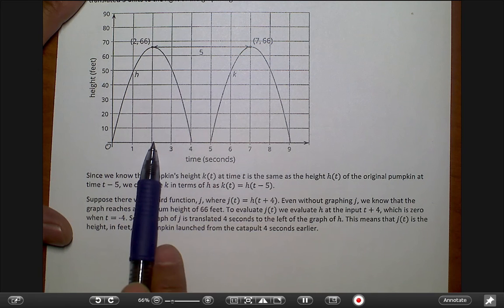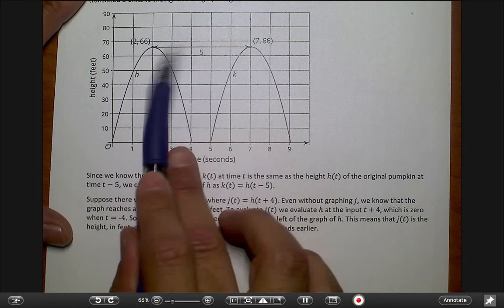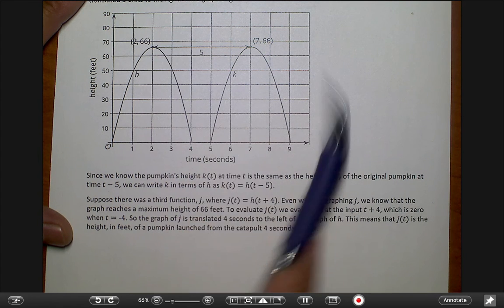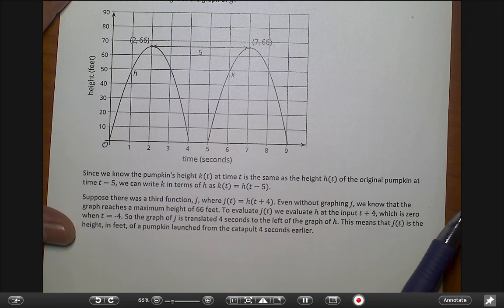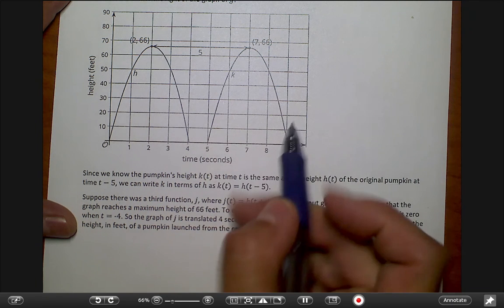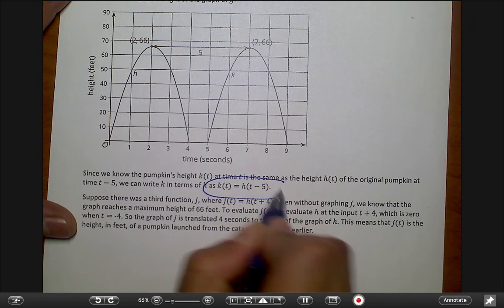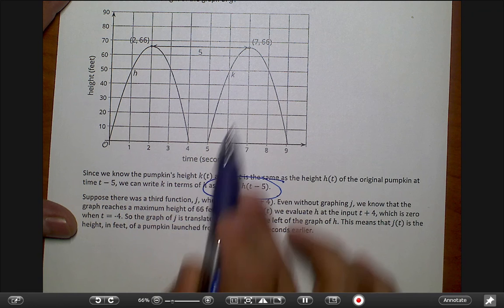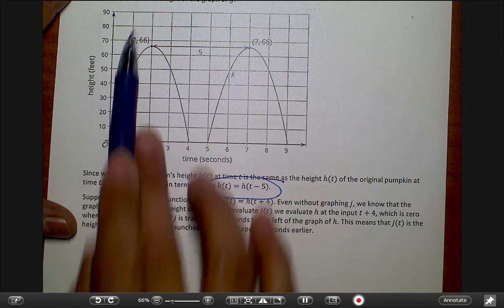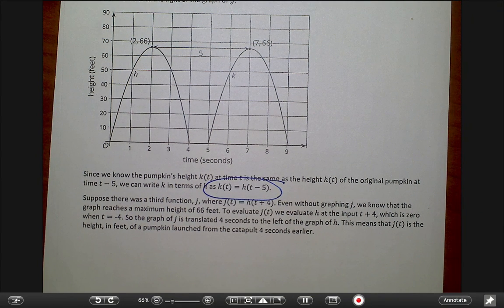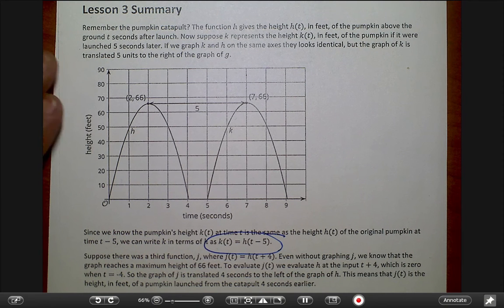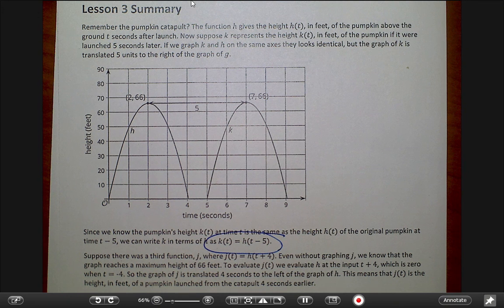This one over here, if you notice, the y values are the same, right? Okay, this is from the summary. So I have my, whatever this is, my k of t. So it's going to be h of t minus 5. So this is from the summary right here. You just have to be able to identify it for almost all your homework. Okay? So we're done with the notes.